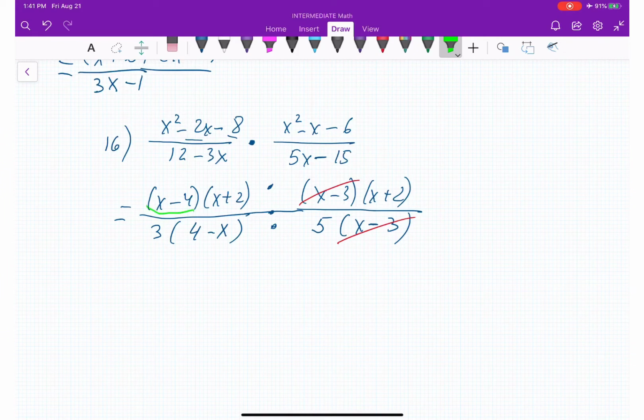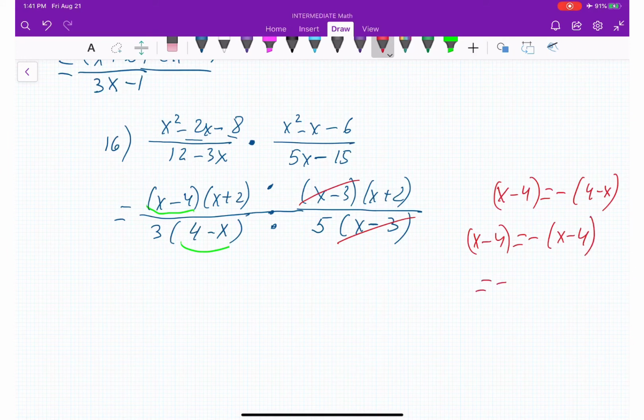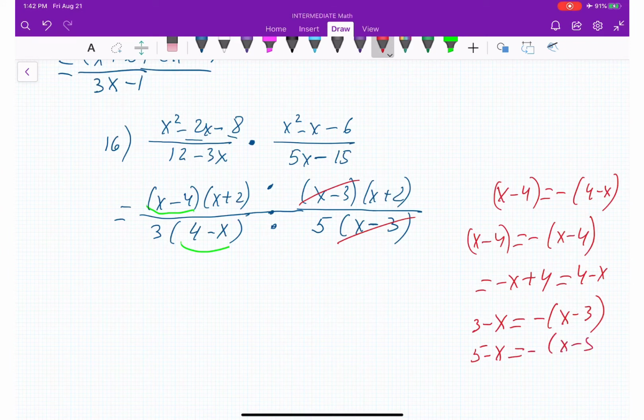Next one, look what we have interesting. X minus 4 and 4 minus x. Remember what I taught you. X minus 4, you put negative sign in front and flip to 4 minus x. And I explained to you why, right? Because if x minus 4, you put the negative sign in front, it's going to be negative x plus 4, which is same thing, 4 minus x, right? Okay. 3 minus x is equal negative x minus 3. 5 minus x is equal negative x minus 5, and so on.